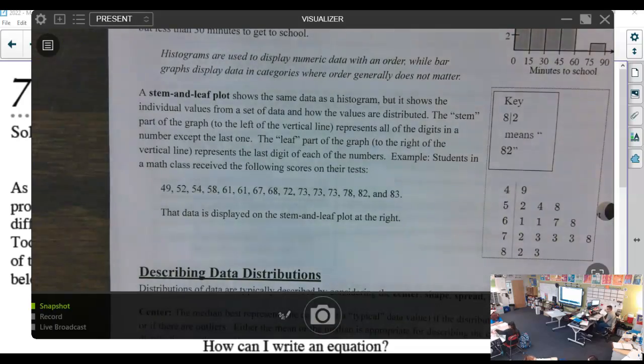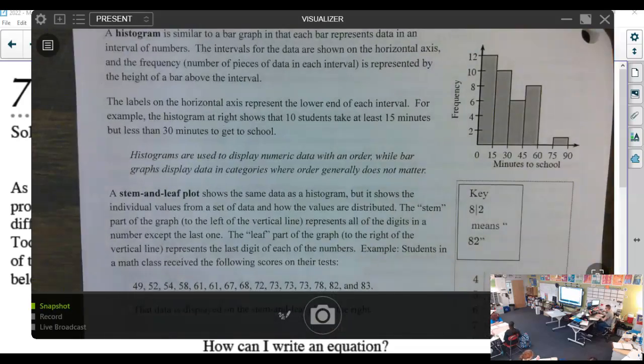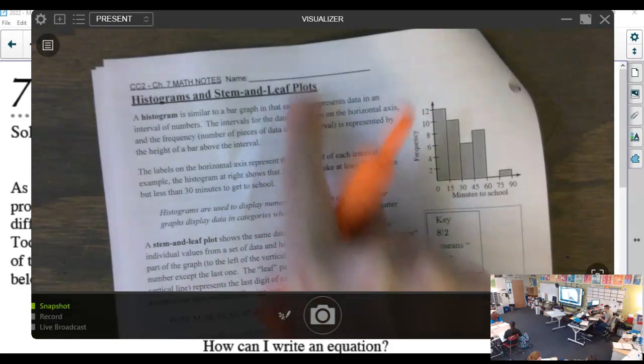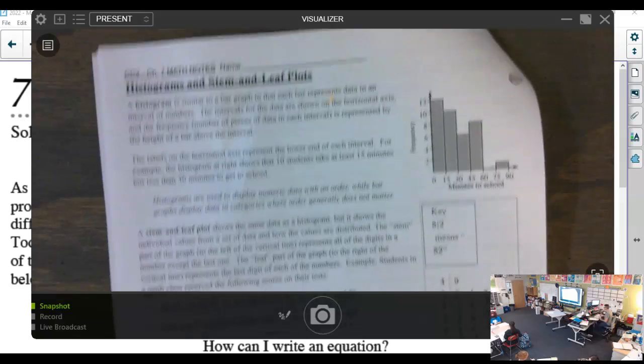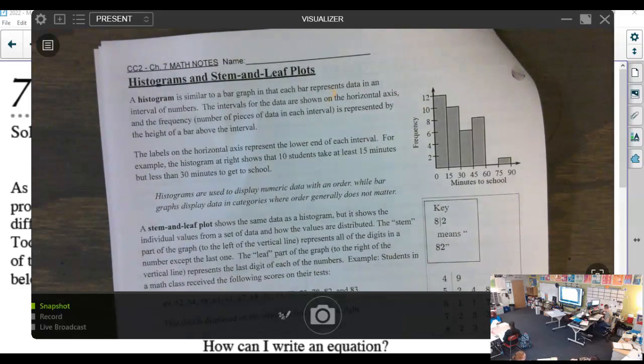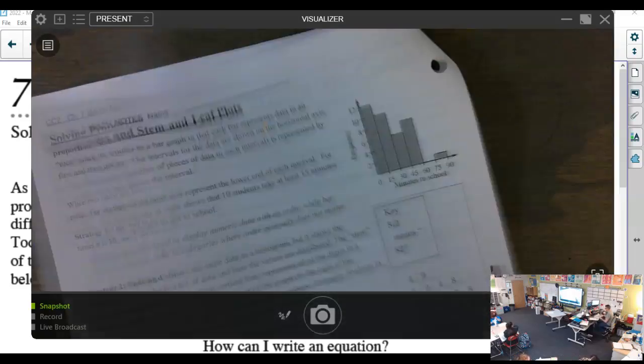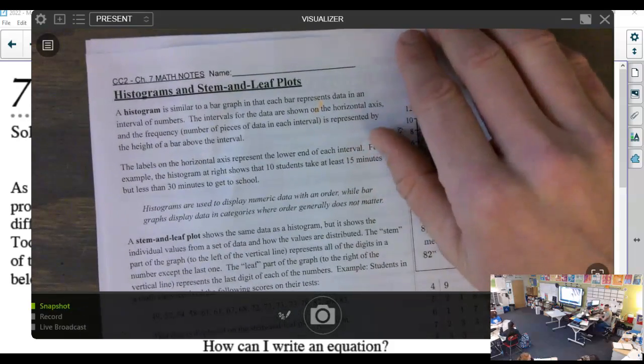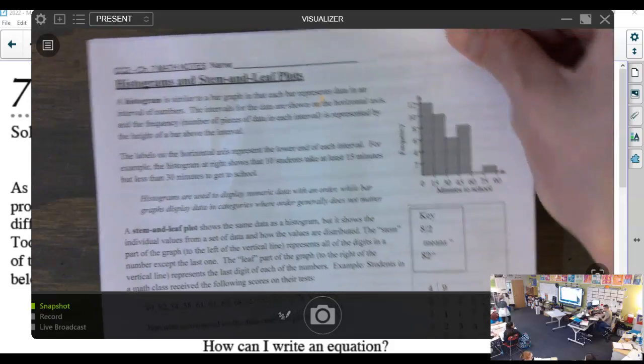It's a good thing we have a math notes packet where on the back of the front page, everybody find histograms and stem and leaf plots. It is on the back of the front page. So it's like page 2. I should have put numbers on these pages. It's like page 2.